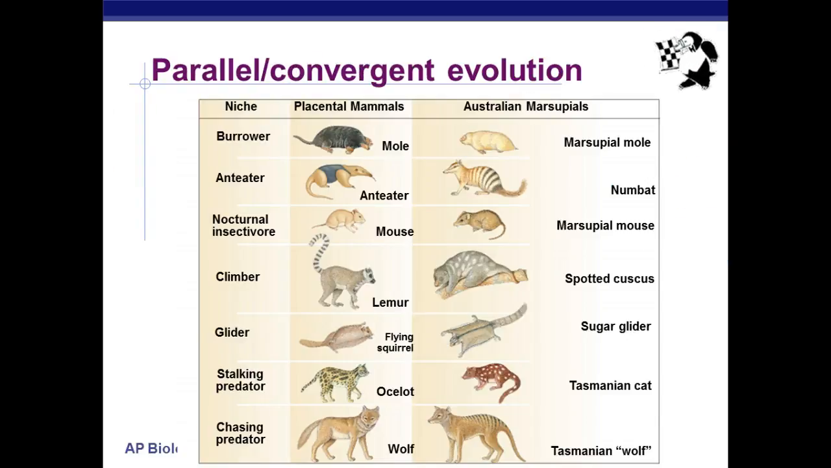Here's a chart that kind of goes over more examples of placental and Australian mammals. You can see that we have mole-like animals that dig underground in both places. We have animals adapted for eating ants with these long tongues and snouts. We have arboreal monkey-like creatures. We have even predators that are cat-like and dog-like. But everything in the Australian marsupial column is a closer relative to other animals in that column than any of them are to the placental mammals, even the ones that share a similar lifestyle to them.